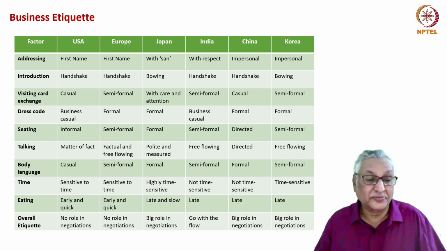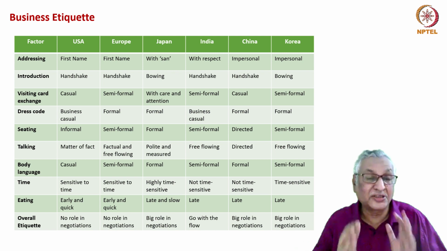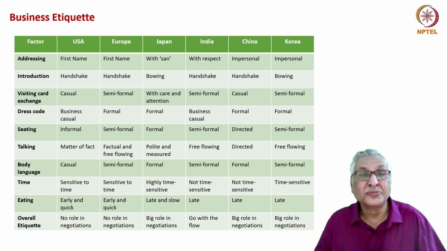In the USA, dinner is always early and quick. Therefore, if you are dealing with a USA partner, it is not appropriate for you to suggest a dinner which is beyond 8 p.m. or so. So you got to understand that USA and its people would like to have early and quick dinners. Europe, again, early and quick dinner.